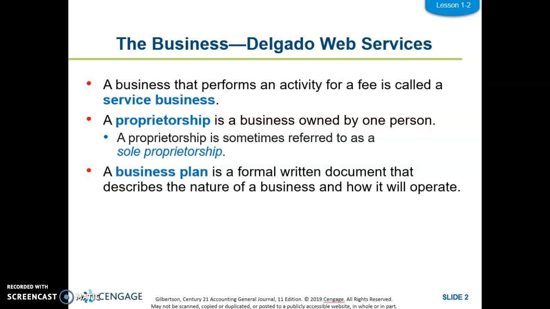There are some advantages and disadvantages of that. With a proprietorship, the owner is legally responsible for all debts, taxes, and losses. Therefore, if your business were to go bankrupt, the bank could go after your personal assets as well as the business assets. However, it's easier to set up than a corporation. Now, a business plan is a formal written document that describes the nature of a business and how it will operate. You need to create one of these before you start your business. You will also need it before you get a loan to start your business.